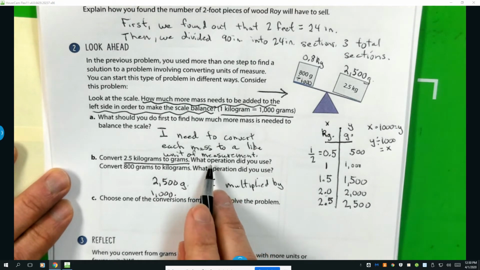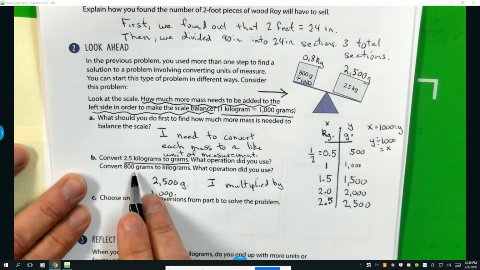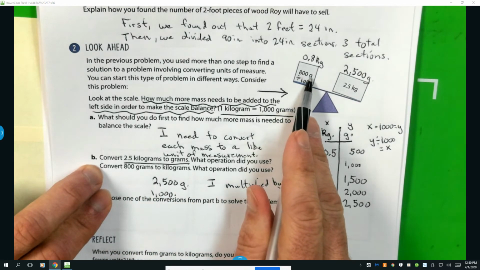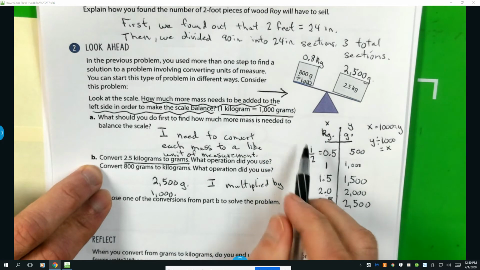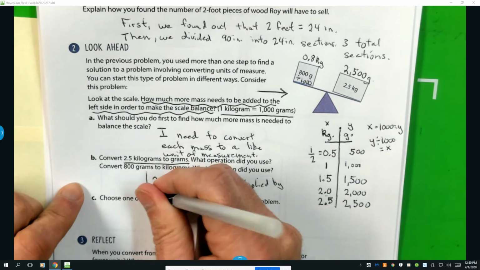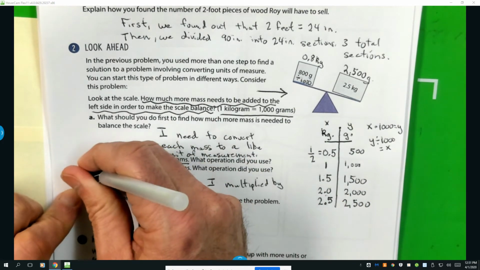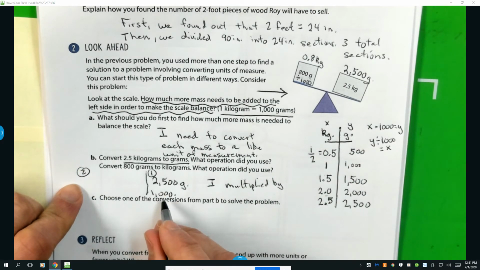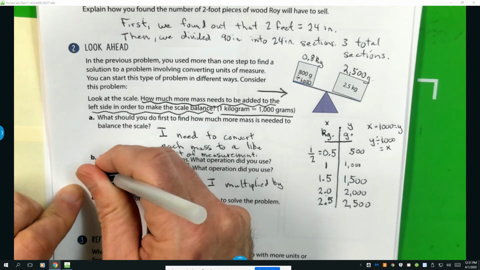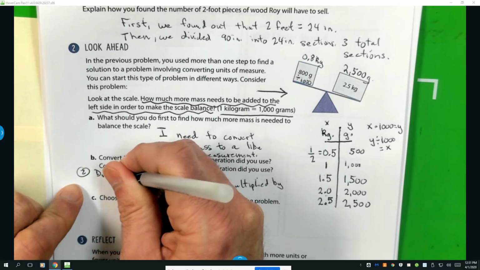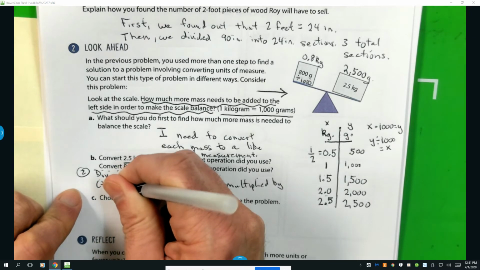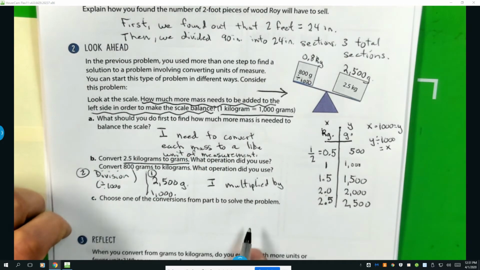So then it says, what operation did you use to convert 800 grams? So if I went from 800 grams to kilograms, and this was question 1, question 2 is division. And we can just divide it by 1,000. All right.